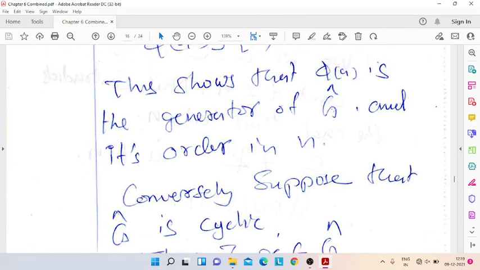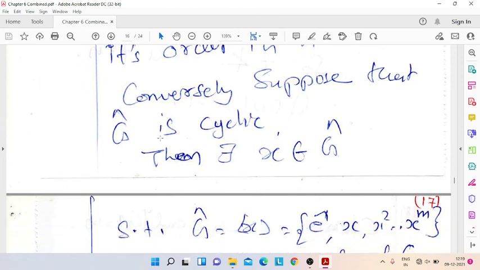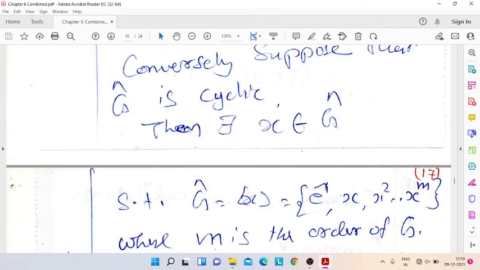So G cap can be considered as a group generated by the element phi a having order n. Conversely, suppose that G cap is cyclic. To prove the converse, we assume that G cap is cyclic.